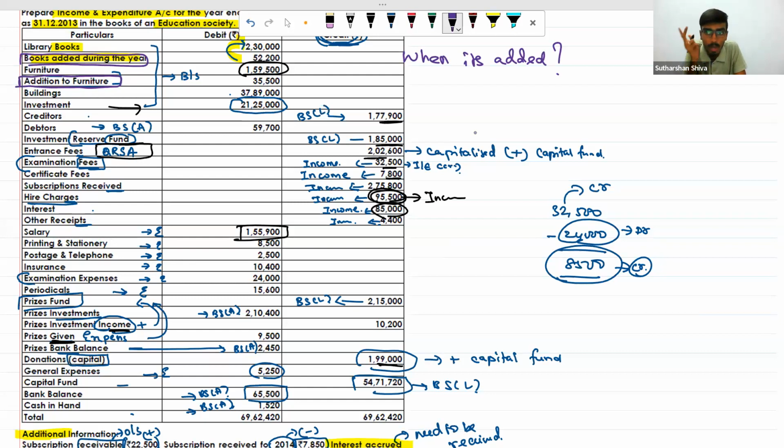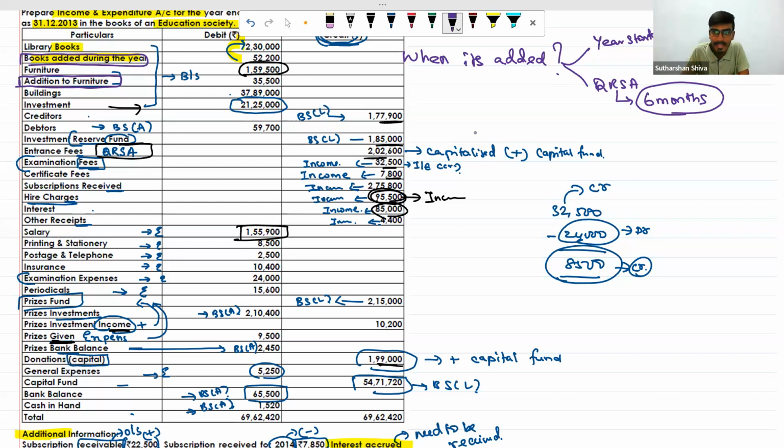There will be two probables here. First thing, it is purchased at the start of the year. Next thing, if the question remains silent, there is an alternative. Okay, we will assume it was purchased in the middle of the year, that is at the 6th month. Okay, half yearly we will calculate. So in this question, they have taken this approach.